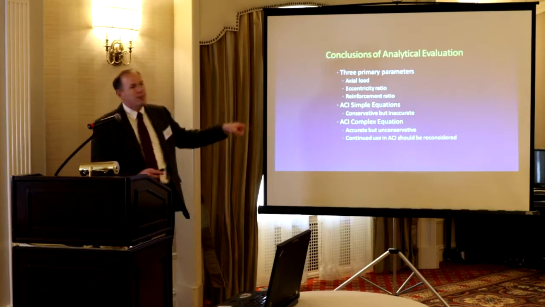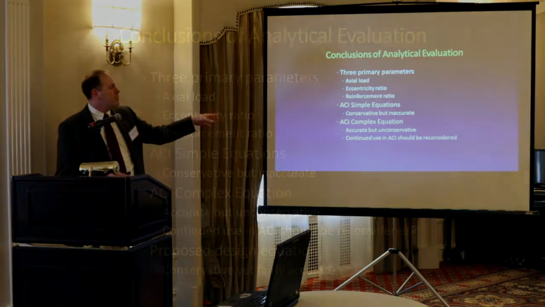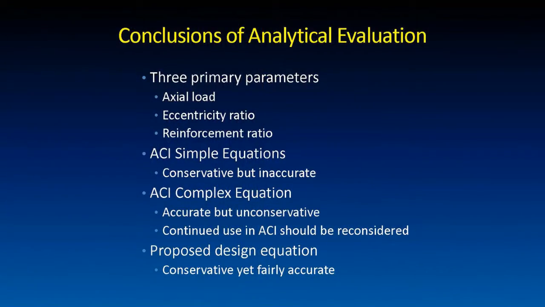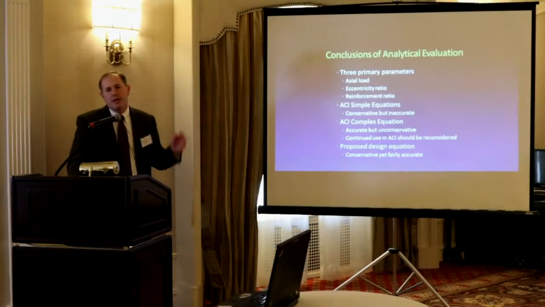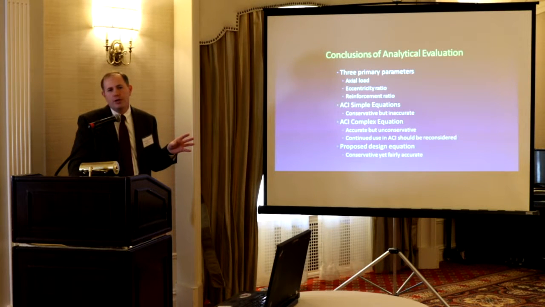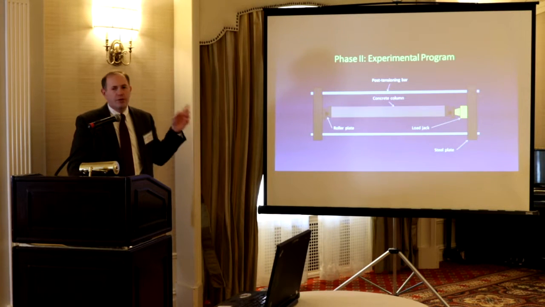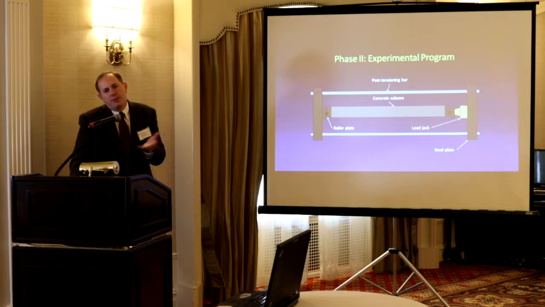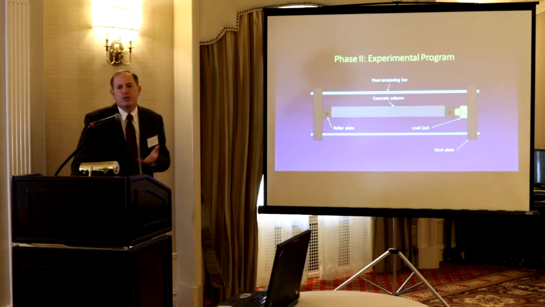The ACI complex equation, as I just mentioned, is accurate. I mean, that thing's pretty darn good, but there are unconservative results that develop, and so we are going to kind of reconsider this use in ACI 318. The proposed design equation is conservative, and yet we think fairly accurate. So you lose a little bit of accuracy, but I think it really tells the story of what's going on in these columns. So the final phase of the project, phase 2, is experimental.